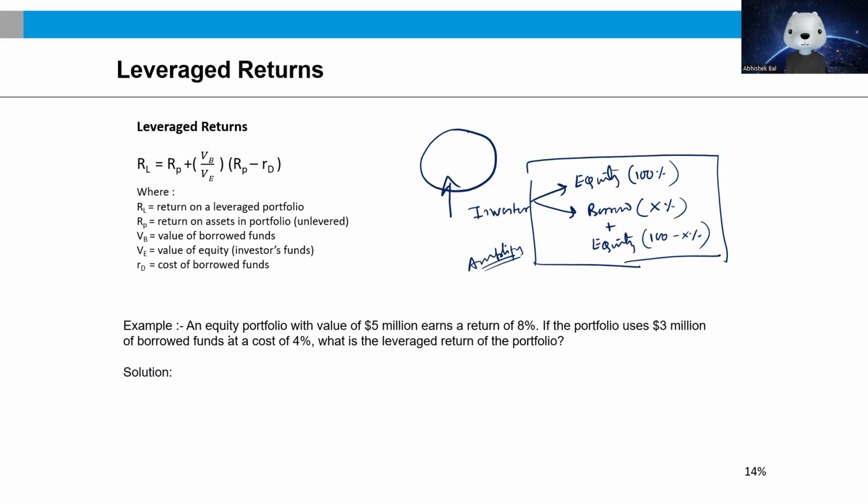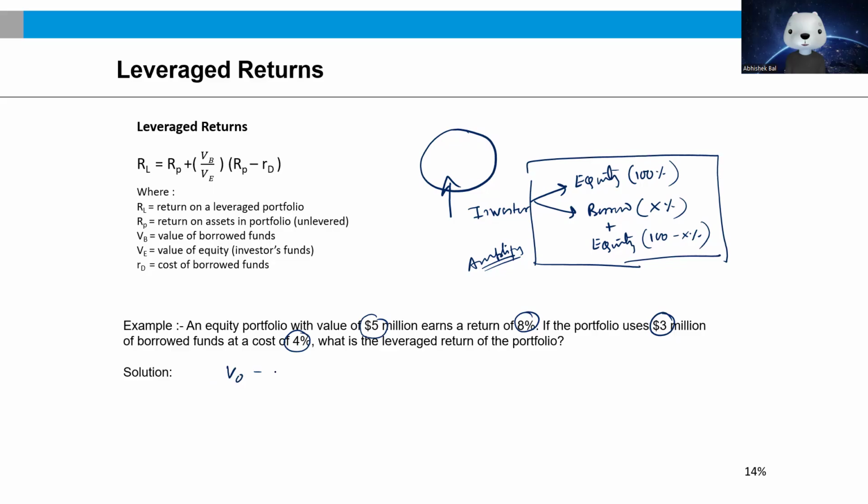So I read out the question. An equity portfolio with a value of 5 million earns a profit of 8%. If the portfolio uses 3 million of borrowed funds at the cost of 4%, what is the leveraged return of the portfolio? Forget about any of the formula that you're tempted to look at. Use your common sense and solve the problem.